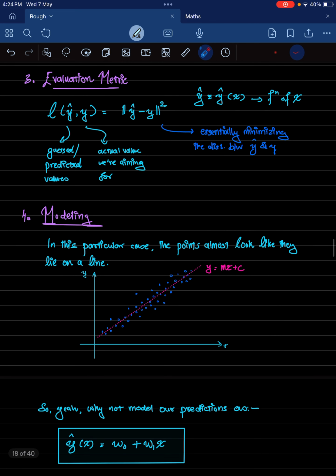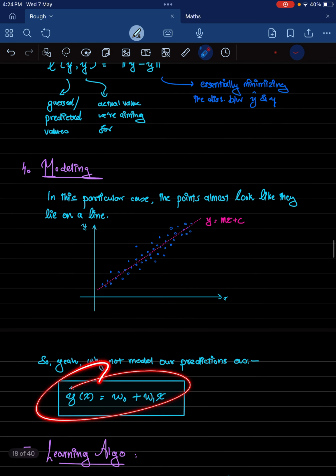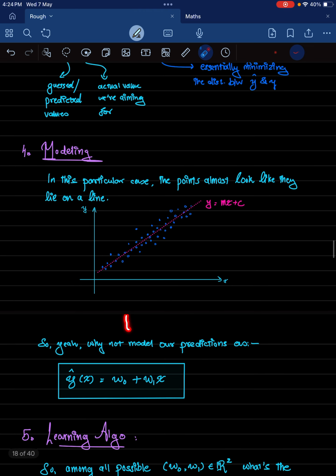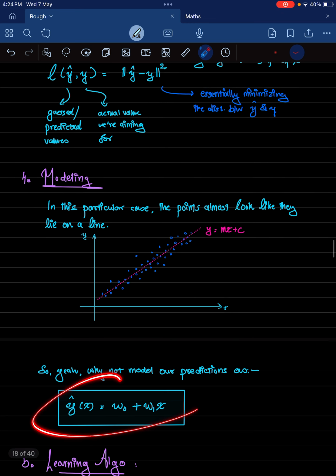Okay, modeling now. So modeling is basically finding out a suitable prediction function that takes in x and gives you a y hat. Now what sort of mathematical form will it take? Okay, I mean, this is visible now, what sort of mathematical form it will take, but why have I even chosen this? Why can't I choose something else? I can choose something like w0 plus w1x plus w2x squared, and it keeps on going, right? I can choose something like that. Why have I chosen this particularly?